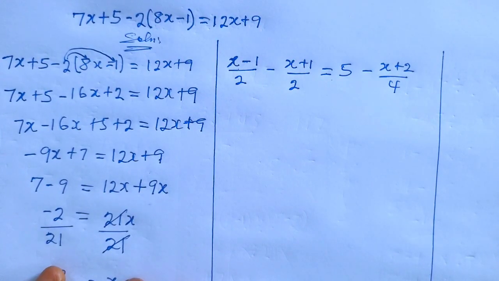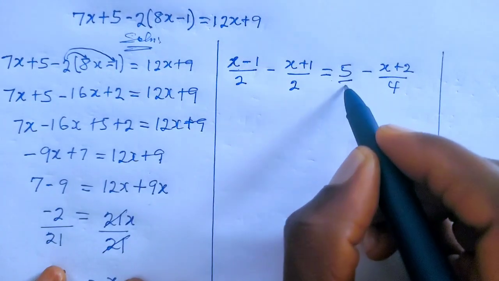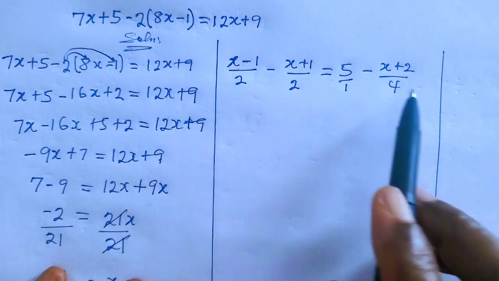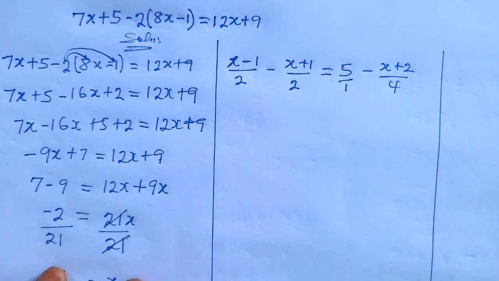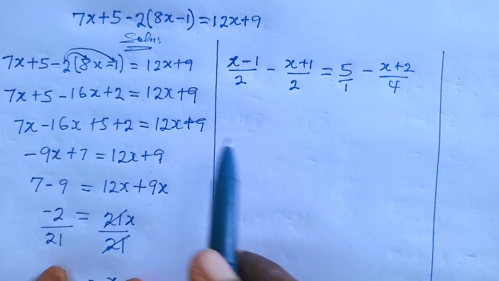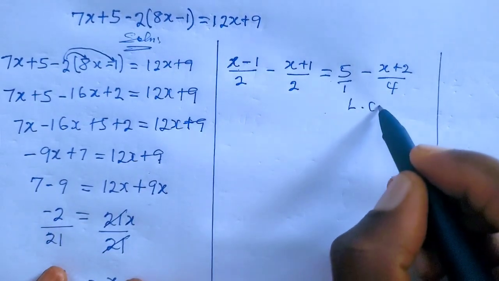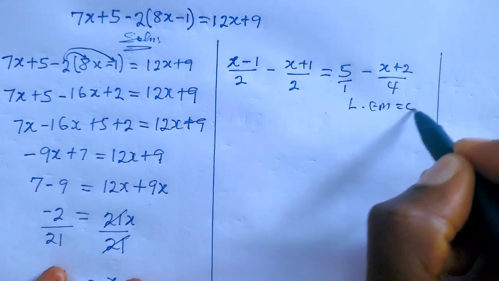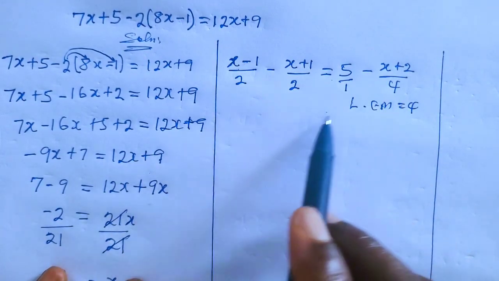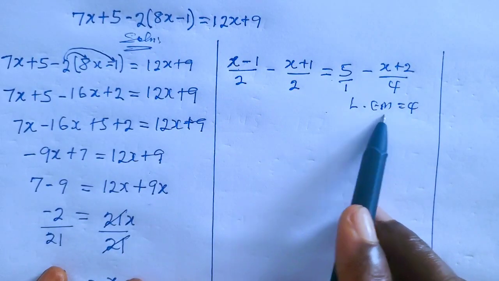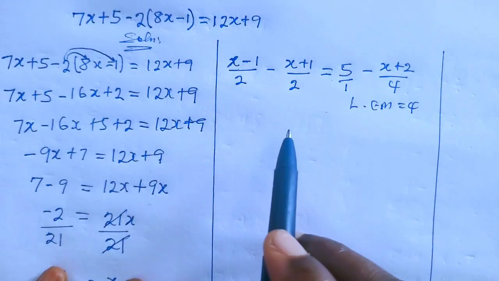Now, to get this right, note that this is also over 1, and at this point, we need to first of all clear out the fractions in the denominators. And how are you going to do that? By finding the LCM of the denominators. And right here, the LCM is 4. That is the lowest common multiple. Now, to clear these fractions, we are going to multiply each term in this equation by 4. In that case, these fractions will be eliminated.